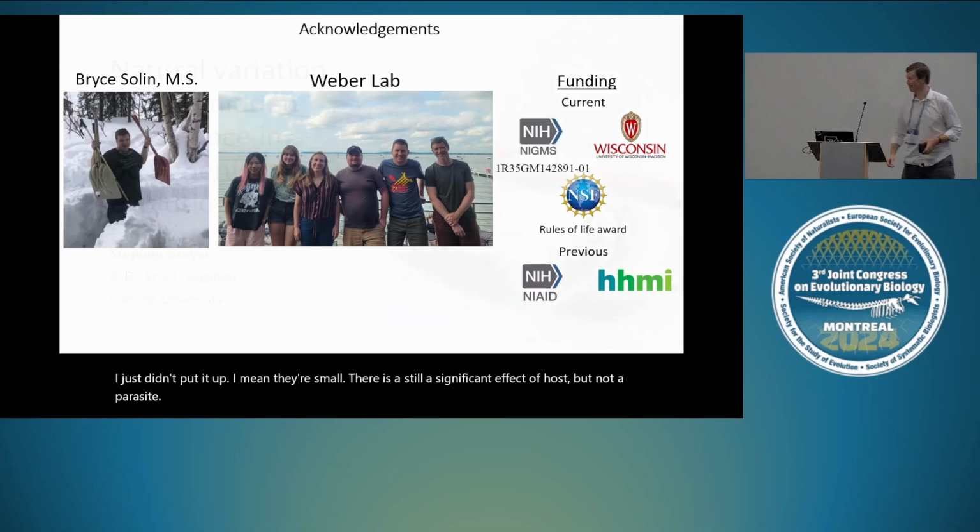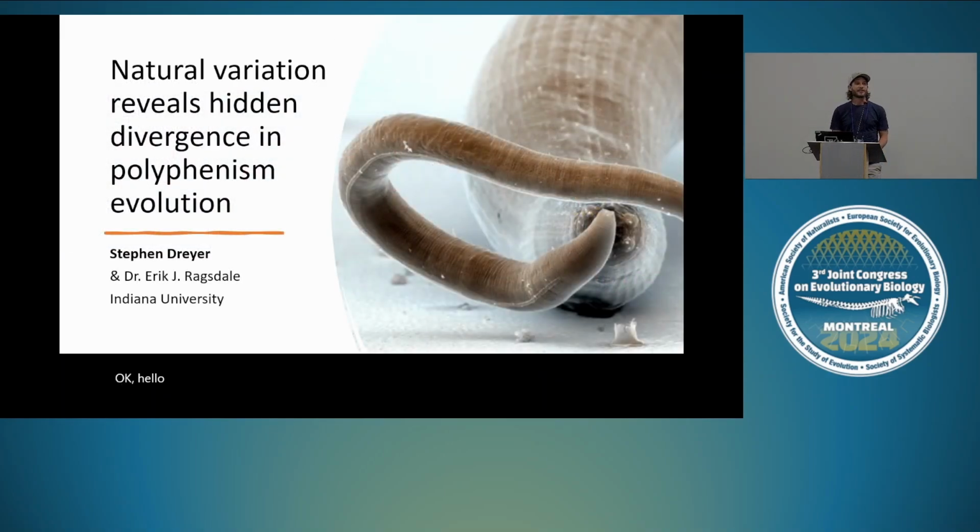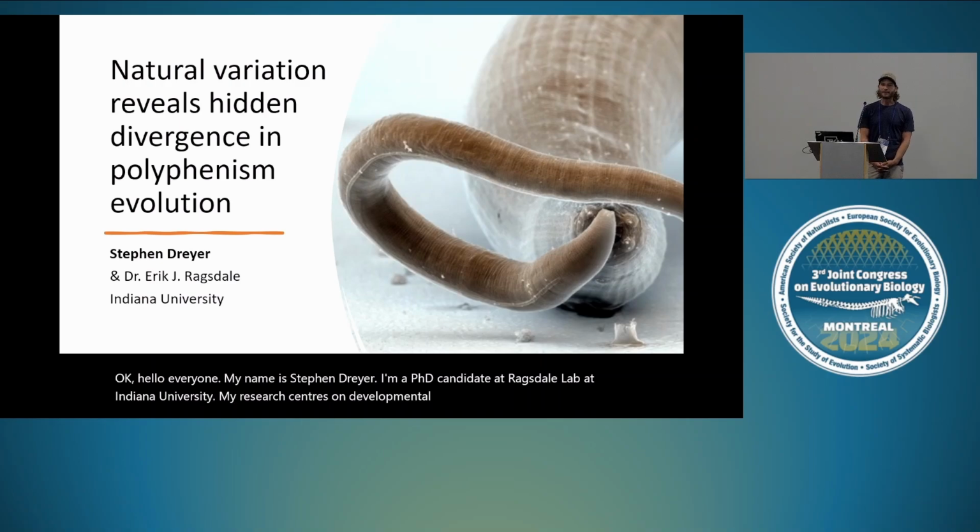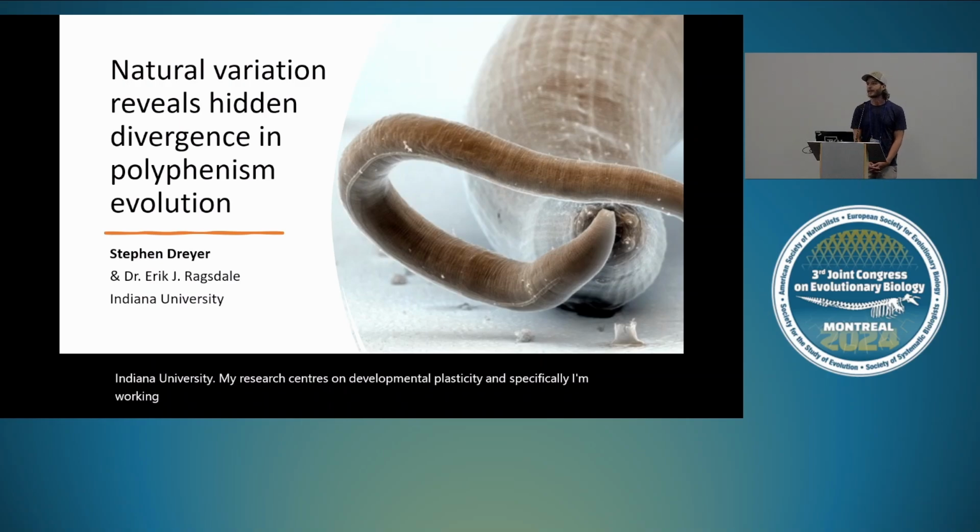Hello, everyone. My name is Stephen Dreyer. I'm a PhD candidate in the Ragsdale Lab at Indiana University. My research centers on developmental plasticity, and specifically, I'm working to identify the genetic architecture of a plastic developmental response that harbors natural variation across populations in the wild.